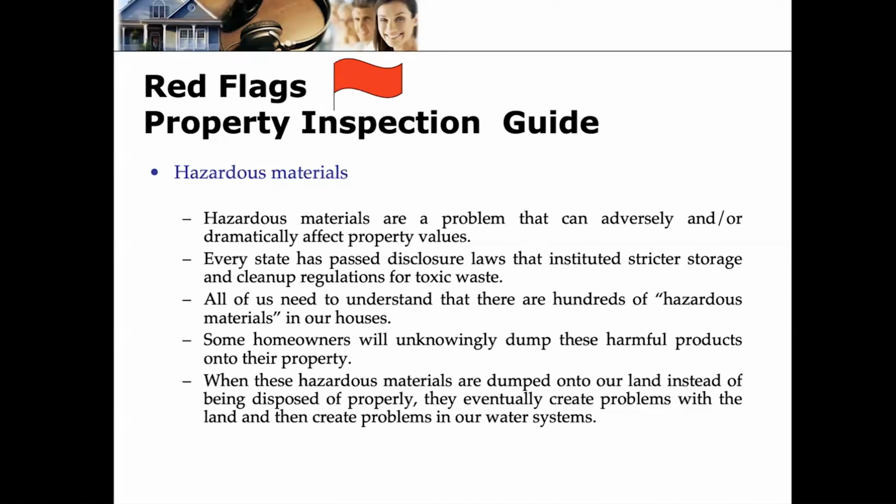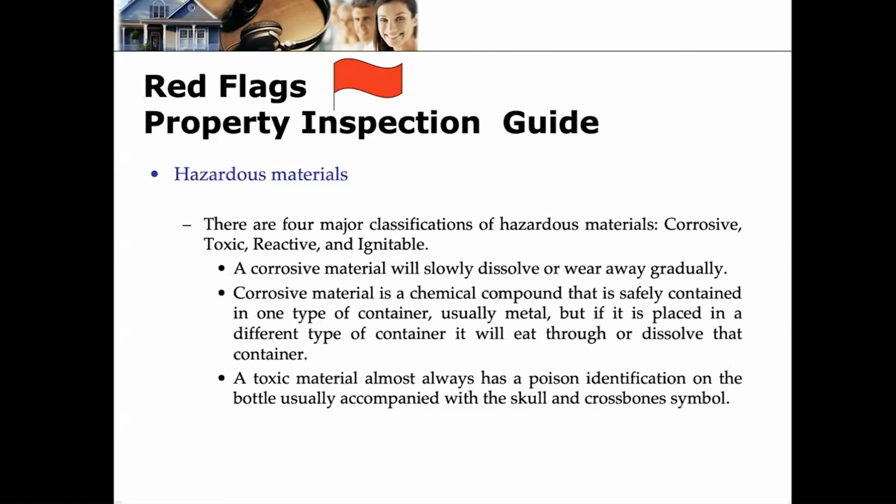Some hazardous products you will recognize, and I'll go through them. Some of them you'll recognize by the names I give you. Others depend on what type of property it is. If you see signs that someone's been dumping something on the property, even motor oil, it could be hazardous. So that's something you need to make your client aware of. There are four major classifications of hazardous material. You have the corrosive, you have toxic, you have reactive, and ignitable.